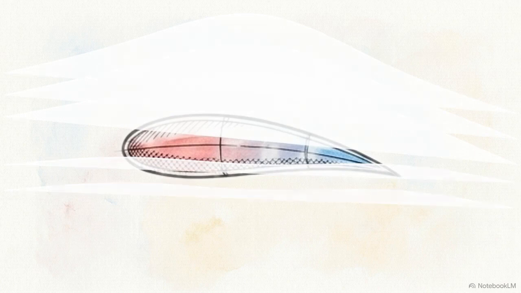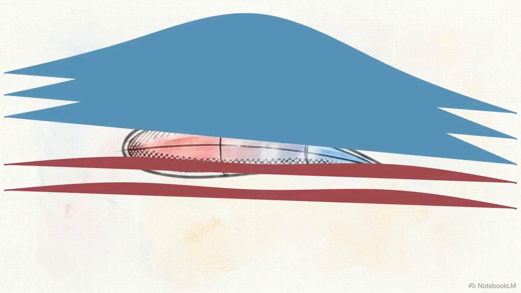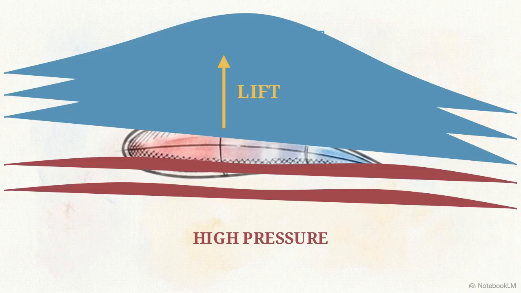The curvature forces the air traveling over the top to move faster than the air moving underneath. Faster moving air exerts lower pressure, creating a low pressure zone above the wing and a high pressure zone below it. Newton's third law works in tandem with this pressure difference. As the wing's shape physically deflects the rushing air downward, it creates an equal and opposite upward reaction force.